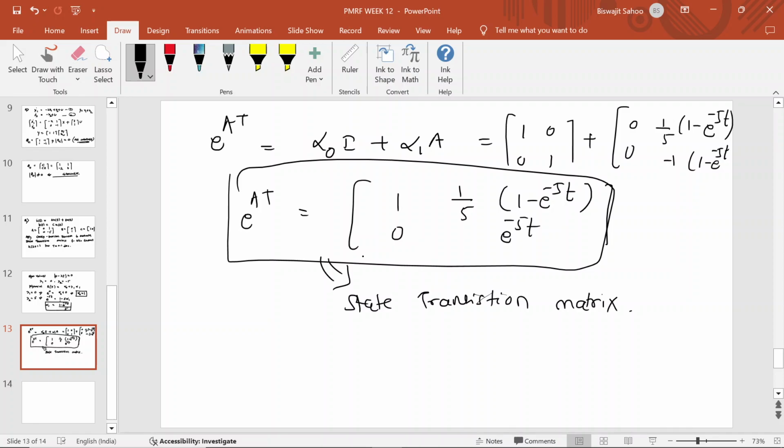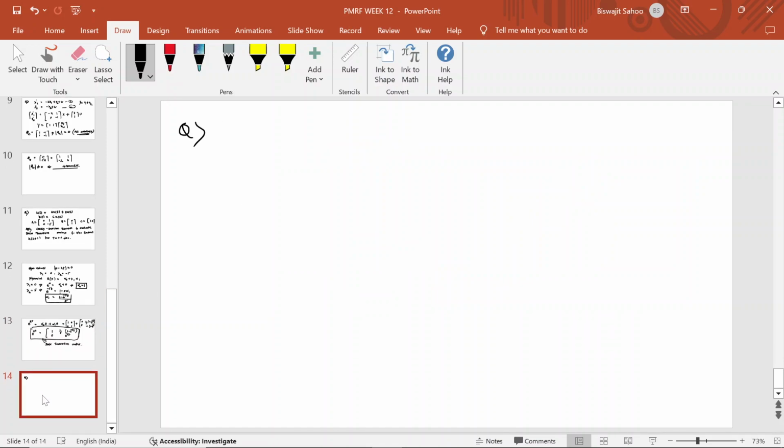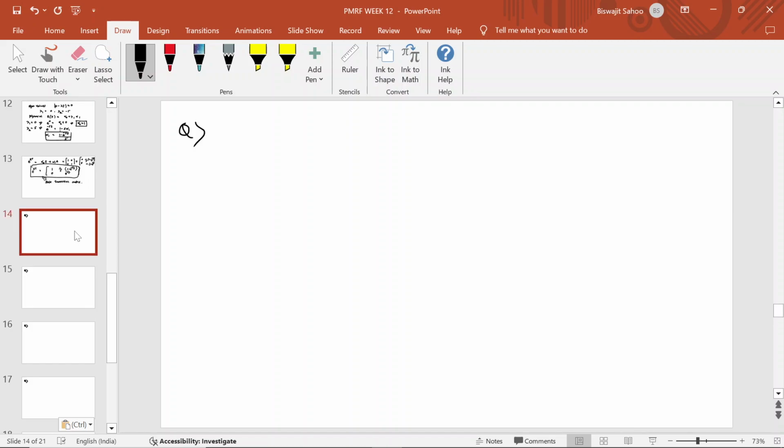Someone has posted a doubt that you actually need to find the state transition matrix for an electrical network circuit. I'll do one more question on that. I solved one question in the last class, but now I'm going to solve one more question that will clarify your doubt.